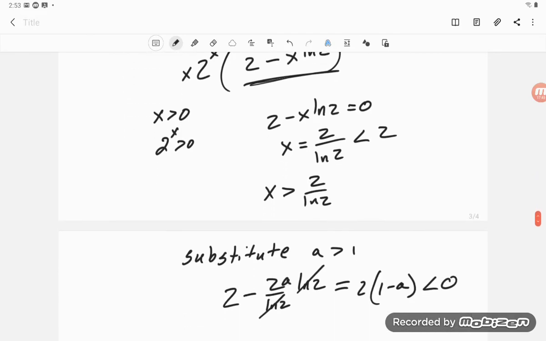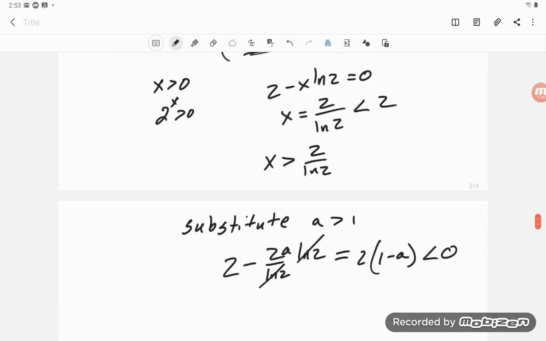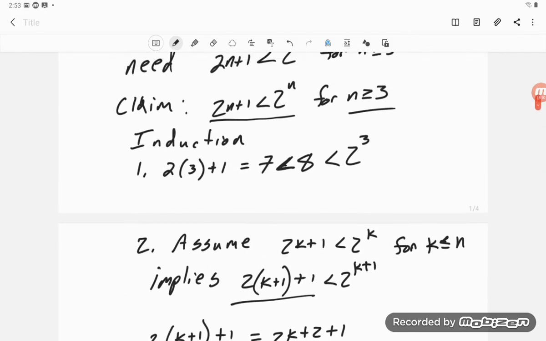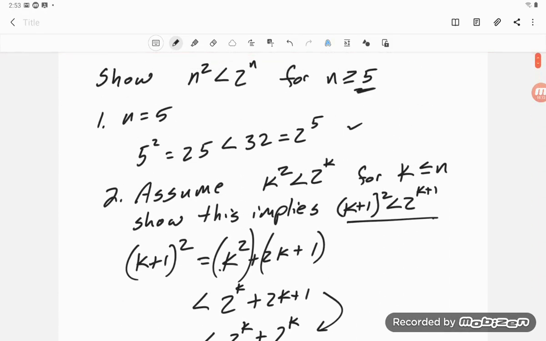So, there are various ways to possibly show something, but definitely induction is a very powerful tool, and so getting a feel for that is a good idea. Okay, so there is our proof, and then some, of that original question of n squared less than 2 to the n.